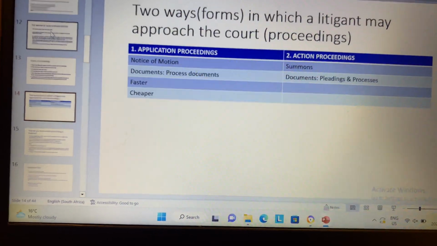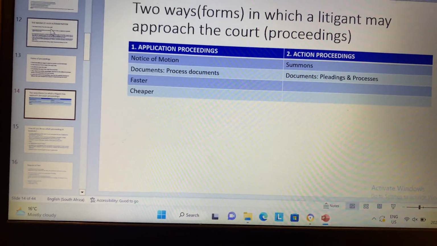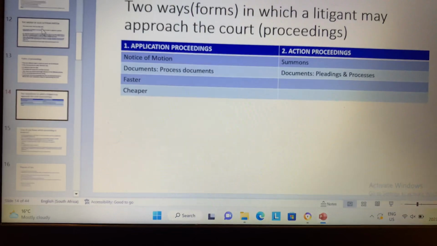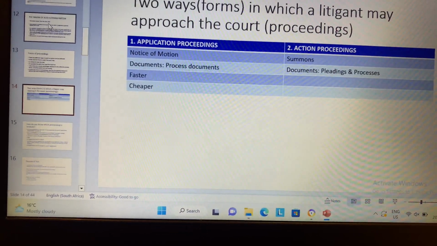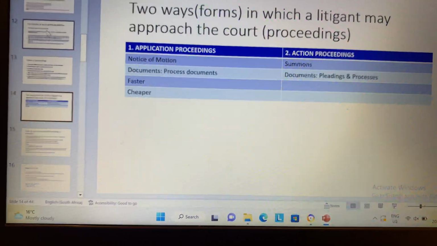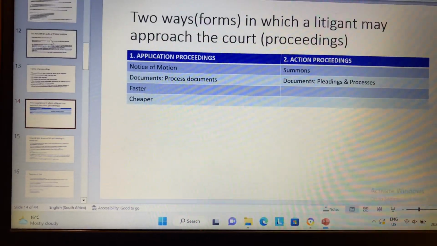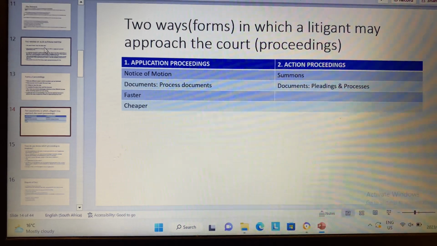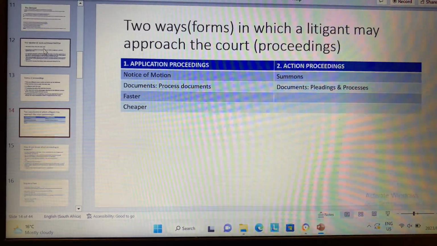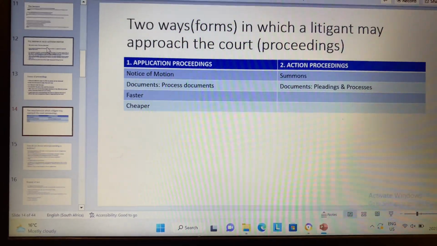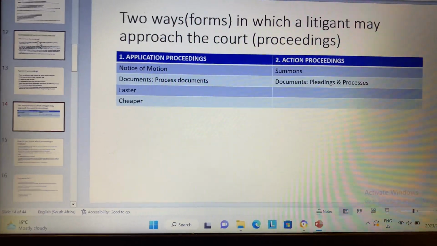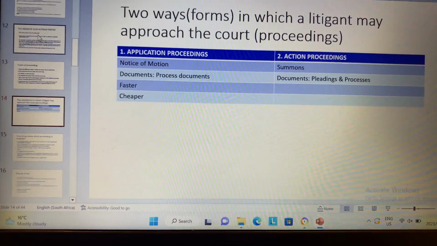You do see that they actually have a case, they can sue someone. The first thing that you need to decide is if you're going to start proceedings by way of application or by way of action proceedings. If you're going to be using application proceedings, then you'd use your notice of motion together with your founding affidavit. And with action proceedings, you start by way of summons.